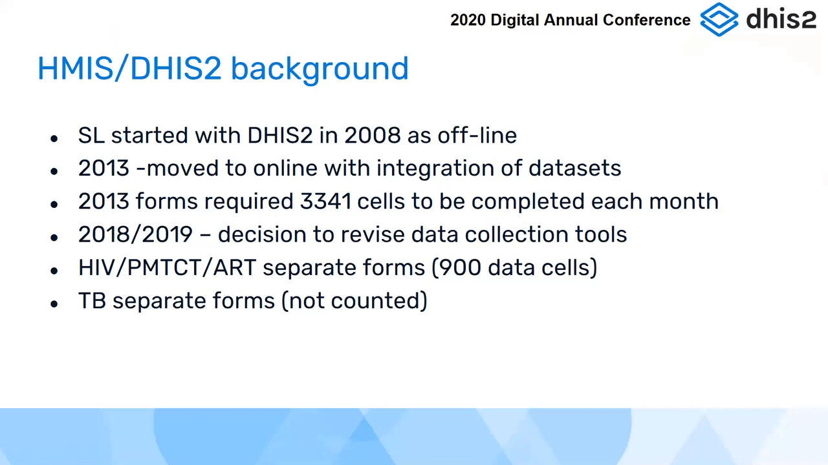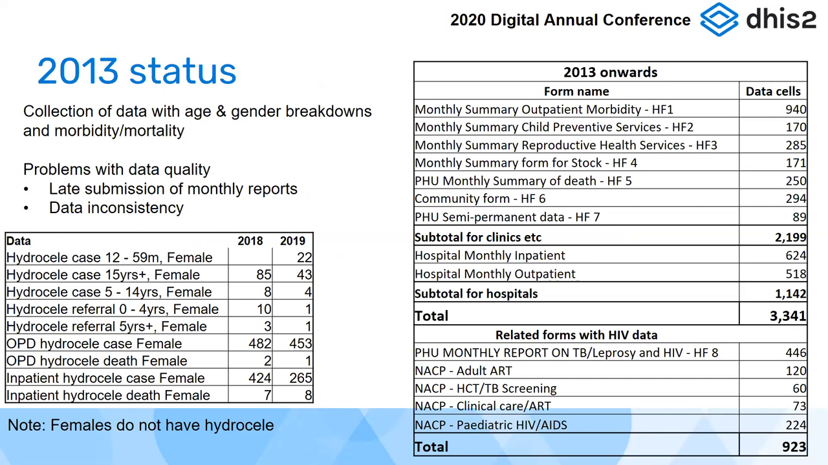And at this time, we had more than 3,000 data cells that are required to be completed and reported on a monthly basis. And because of the decision to integrate all program data into the DHIS, we had to revise our forms around 2018 to 2019 to capture all programs data, as well as having separate data sets for HIV and TB program. So in 2013, we had a lot of data collection tools that included age and gender disaggregation. This actually affected the quality of our DHIS2 data system, especially in terms of completeness and that of timeliness.